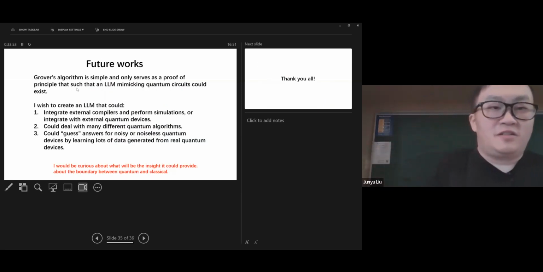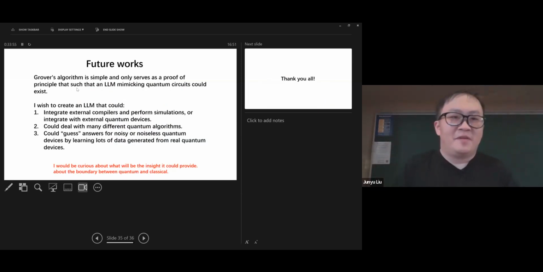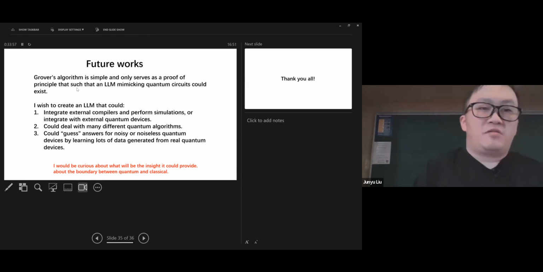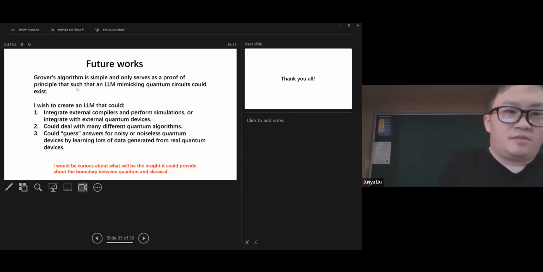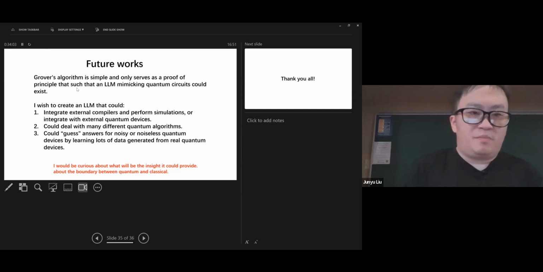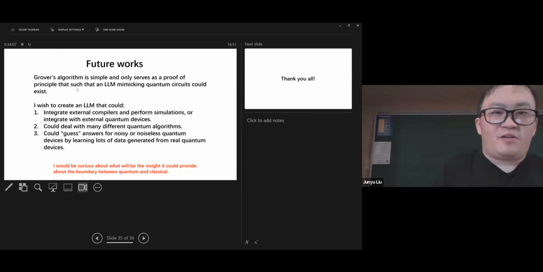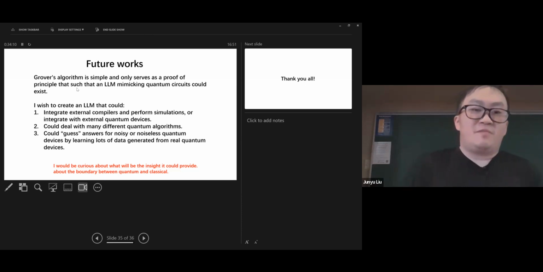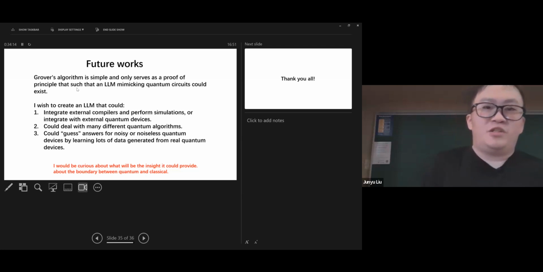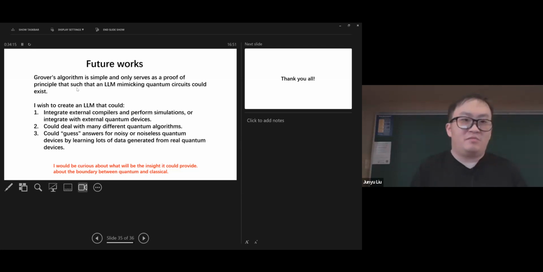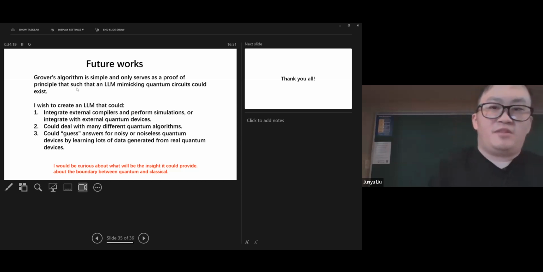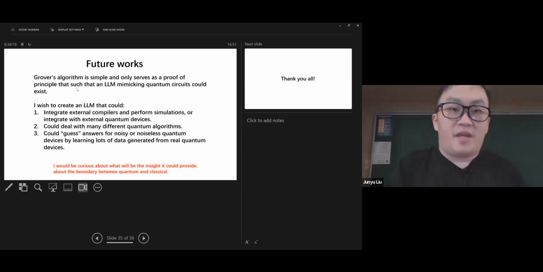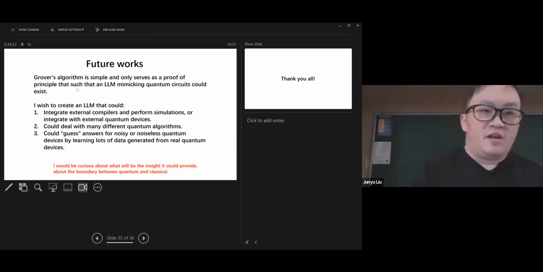Okay, so let me summarize the talk because of the limited time. Grover's algorithm is a simple algorithm and only serves as a proof of principle and a shortcut, because our computational power for doing this is really limited. But from this example, we learn that an LLM can make basic logical reasoning and try to mimic a quantum circuit. And that phenomenon actually exists.